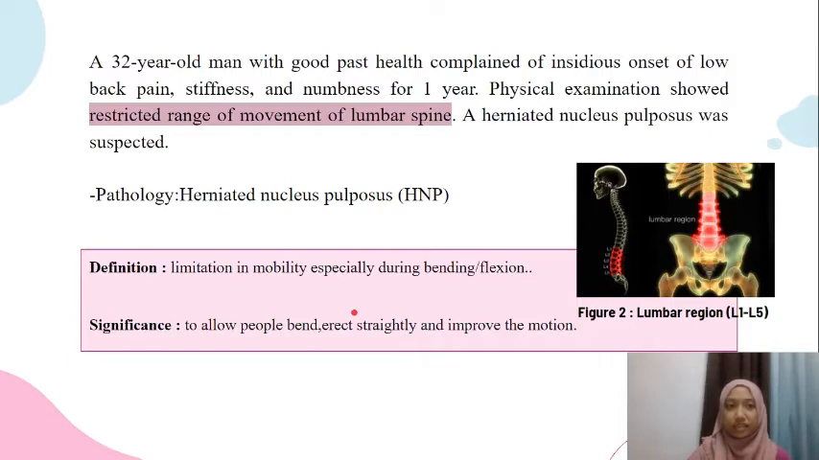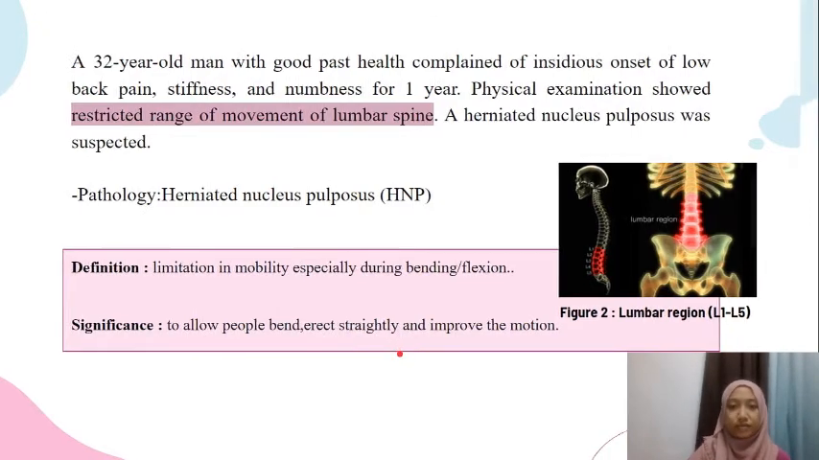Alright, then restricted range of movement of lumbar spine. Limitation in mobility, especially during bending or flexion. And the significance of restricted range of movement of lumbar spine is to allow the people to bend, erect slightly and improve the motion.